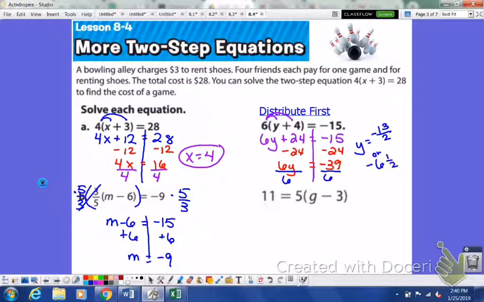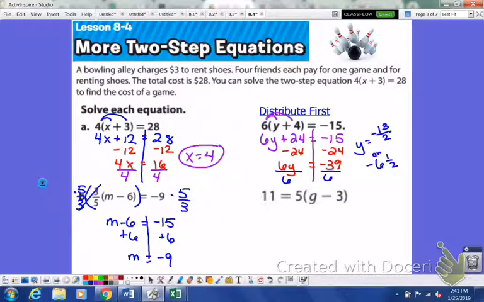Now you could have distributed at the beginning and you would end up with the same answer, but I just wanted to show you in this one, if there's a number being multiplied outside, you could divide both sides by that number. In this case, we're multiplying by the reciprocal. And still, sometimes that makes it fewer steps for you. So like up here, we could have divided both sides by 4, end up with x plus 3 equals 7, subtract your 3, and we still get 4.